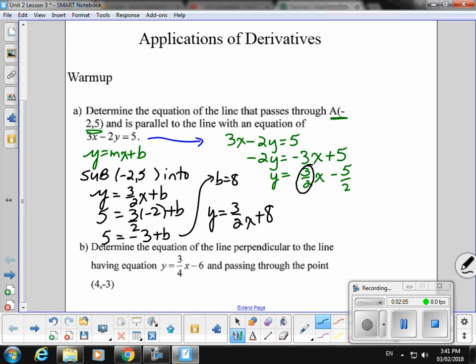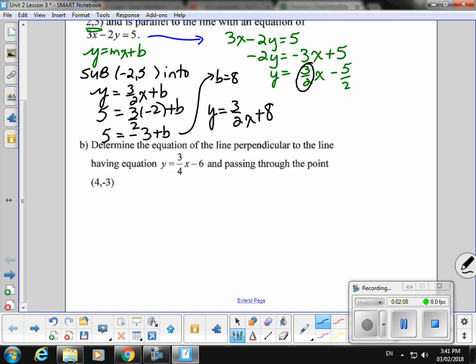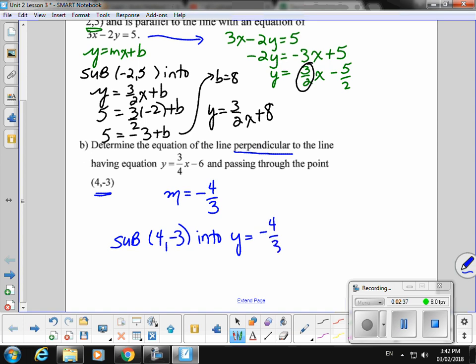The second one, we want the equation of the line that's perpendicular to the line. If my line is perpendicular, my line will have opposite slope. So my line will have the negative reciprocal of 3/4, which is -4/3. My line passes through a point. I can use that point to find the y-intercept by substitution. Substitute that point, the only thing that I know, into y equals -4/3 x plus b, and solve.